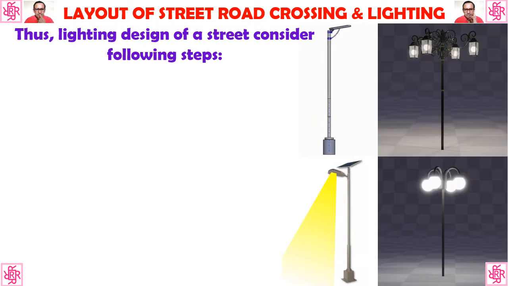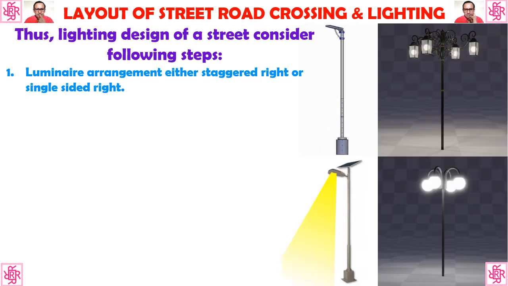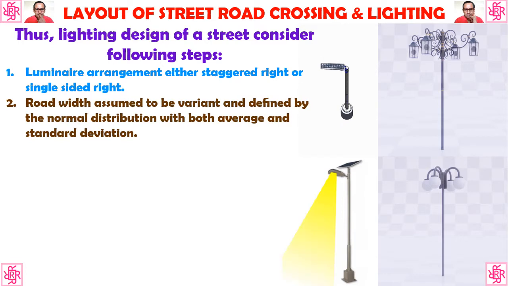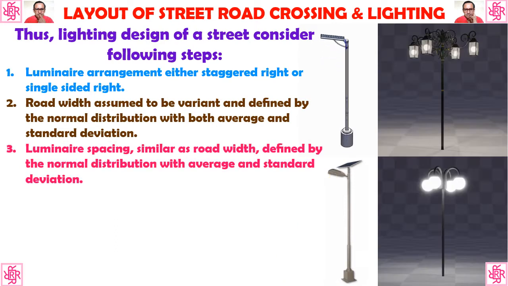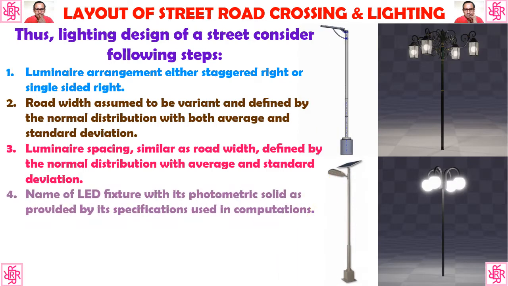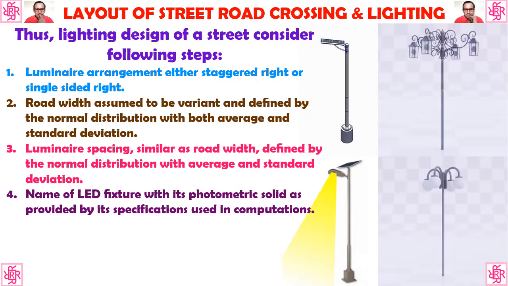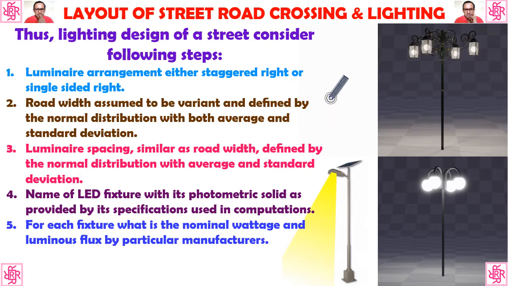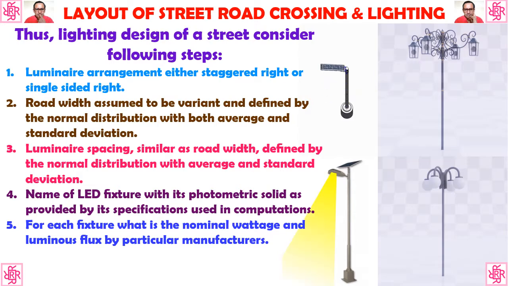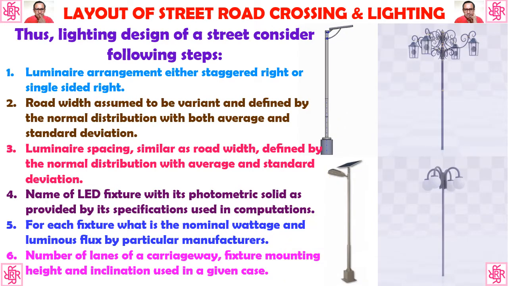Thus, lighting design for a street considers the following steps. Luminaire arrangement, either staggered right or single-sided right. Road width assumed to be variable and defined by the normal distribution with both average and standard deviation. The luminaire spacing, similar to road width, defined by the normal distribution with average and standard deviation. The name of the LED fixture with its photometric solid as provided by the specification used in the computation. For each fixture, the nominal wattage and luminous flux by particular manufacturers. The number of lanes of a carriageway, fixture mounting height, and inclination used in a given case.